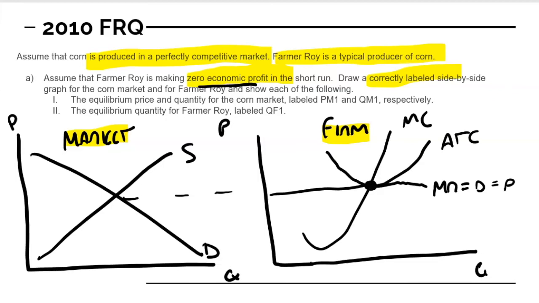All right, so let's look at subpoint 1 and 2. Well, the equilibrium price and quantity for corn market labeled PM1 and QM1 respectively. So in the corn market, we're supposed to label the quantity QM1. So label the price PM1. Well, subpoint 2, the equilibrium quantity for Farmer Roy labeled QF1. And there we go, right? So if you just drew this graph, you got all the points for part A.